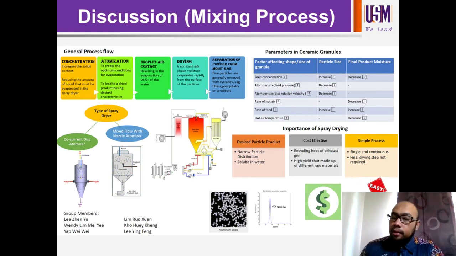Okay, as we discussed, for me, the important factors that you should consider are feed concentration, rate of feed, rate of hot air, and also hot air temperature. Because in a spray dryer, from the top to the bottom, this slip concentration will pass through different levels of temperature before reaching the bottom of the spray dryer, before discharging from the nozzle at the bottom, and you can get the final ceramic powder.